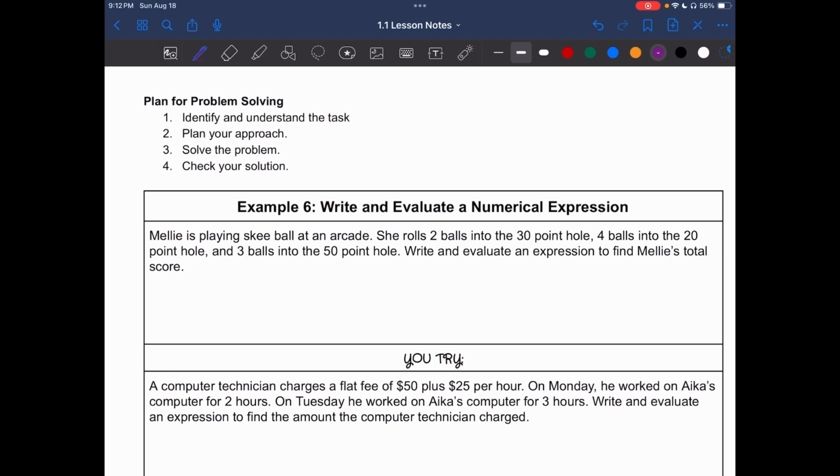And fourth, and the one that's most often skipped by students, is check your solution. Think about, does your answer make sense given the context of the story or whatever it is you are prompted with?